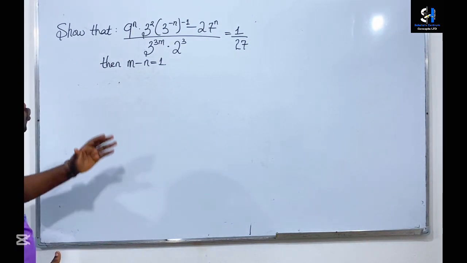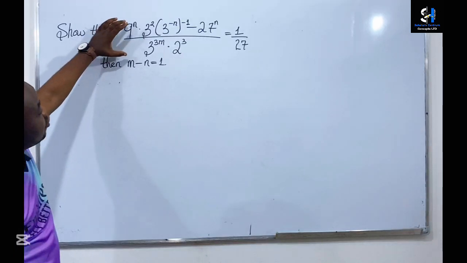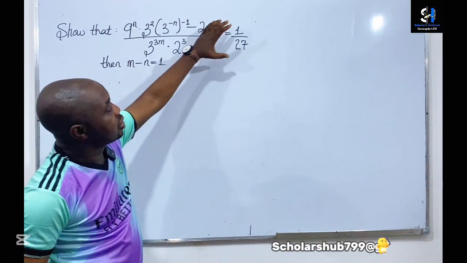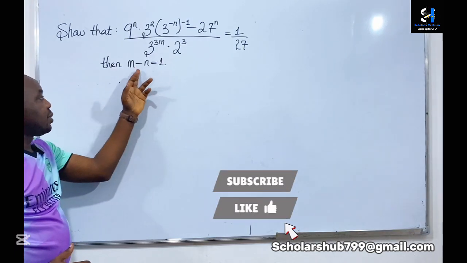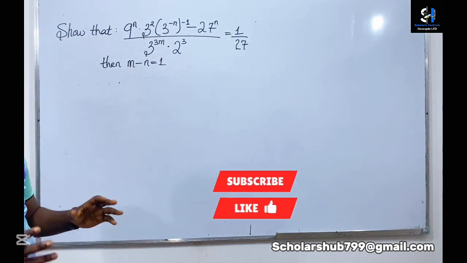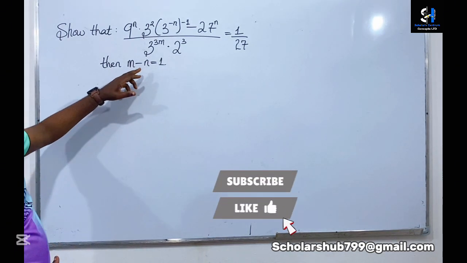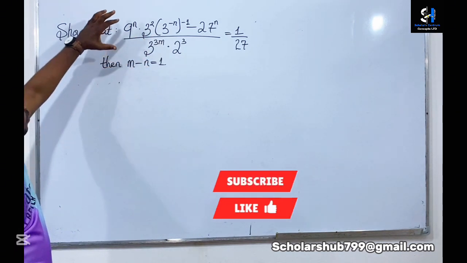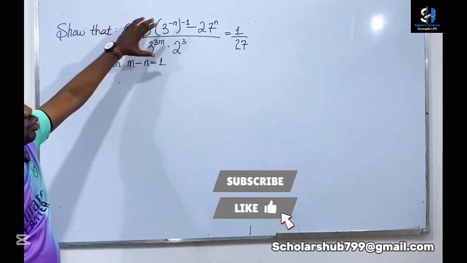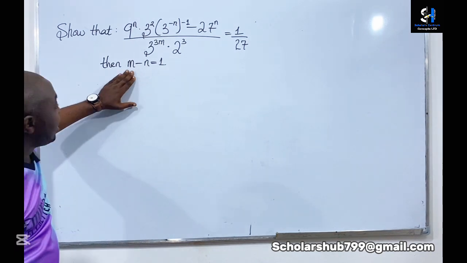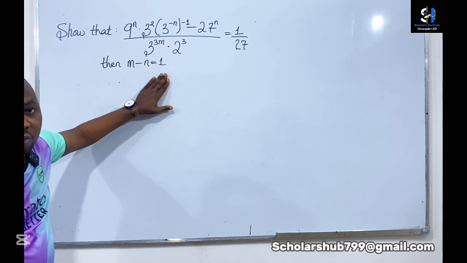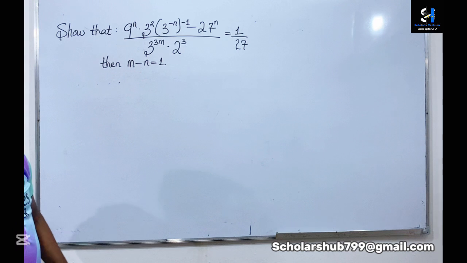Now, we are asked to show that if this expression equals 1 over 27, then m minus n equals 1. So our goal here is to show that if we have this expression on the left hand side equal to 1 over 27, then m minus n must be equal to 1. So that's what it means.